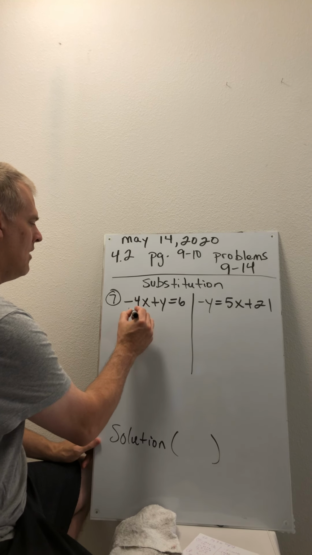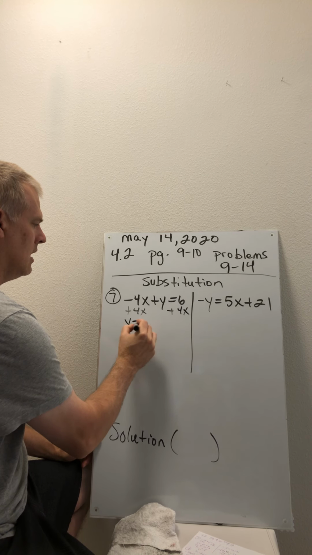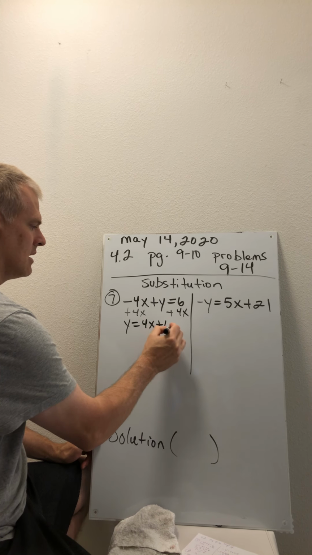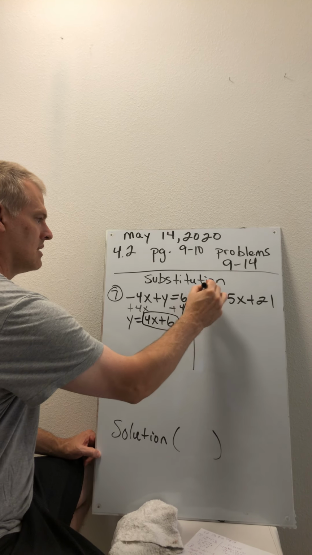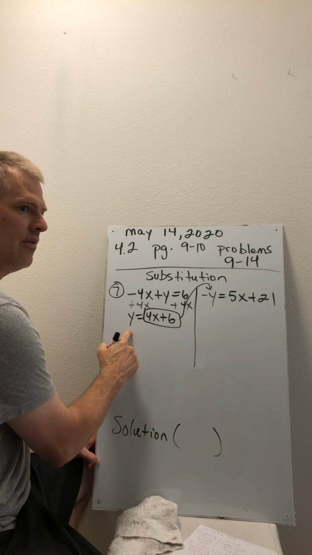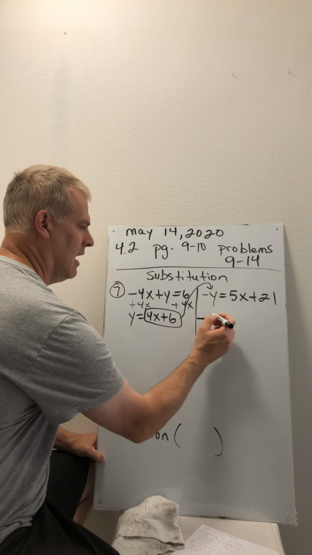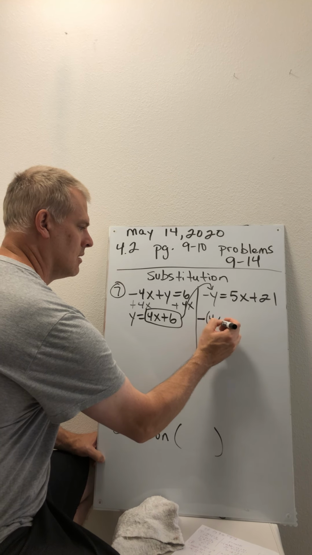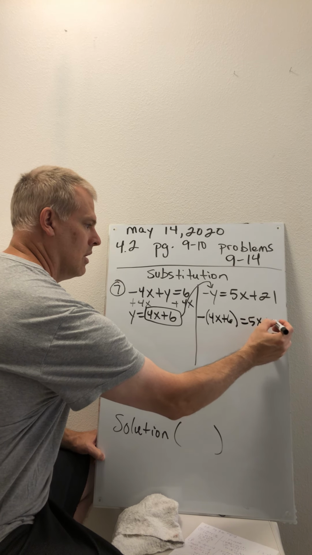So I'm going to add 4x to both sides. So I get y equals 4x plus 6. Now I can take the 4x plus 6 and substitute it in for y. Okay, so again, you're trying to get the variable by itself. So what I'm going to do here is put a negative sign, and then put 4x plus 6 equals 5x plus 21.